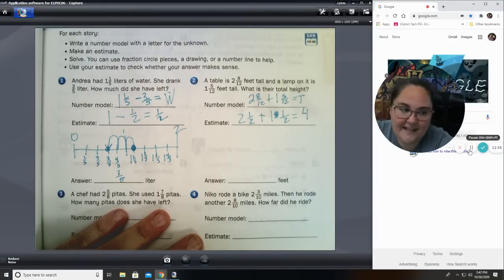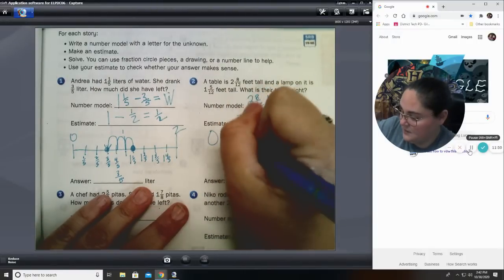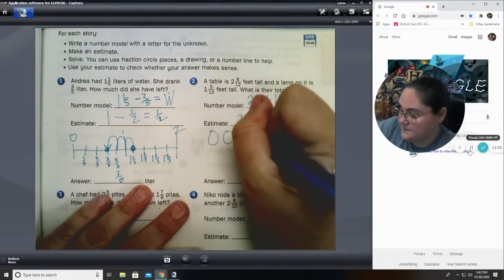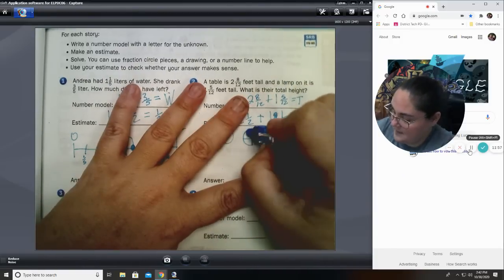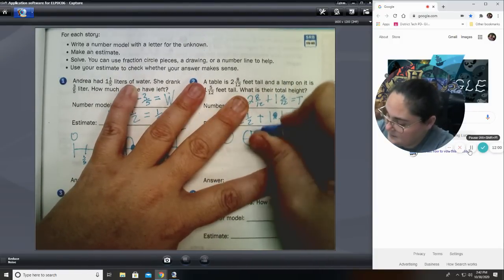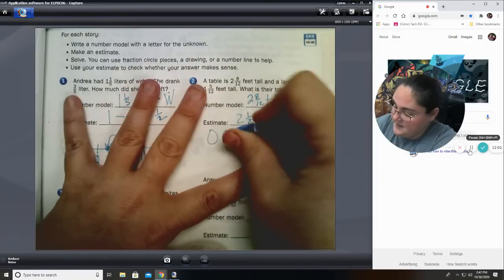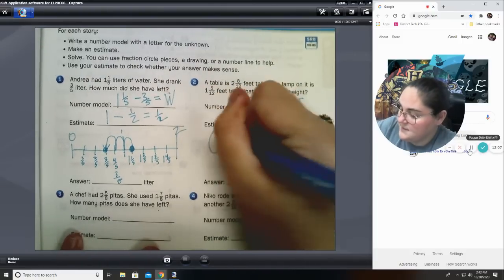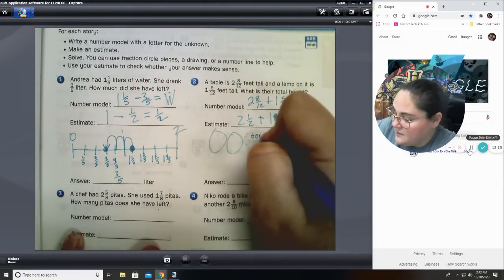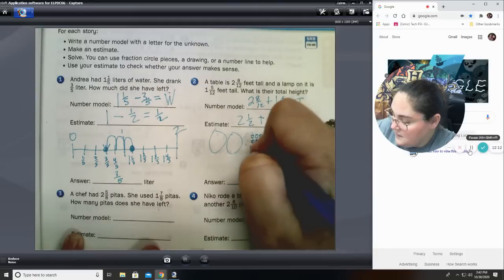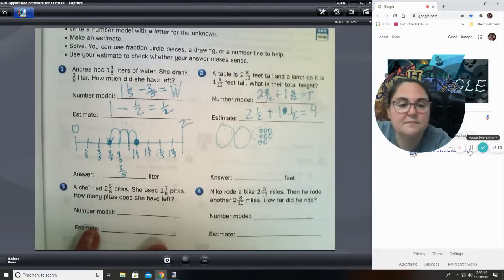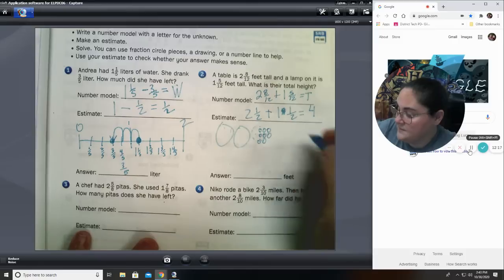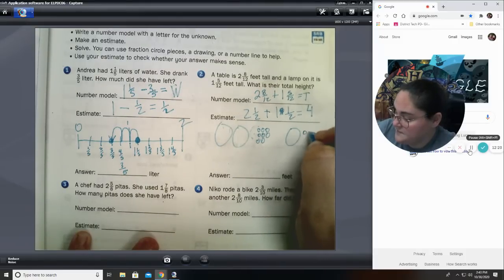Now, I did the number line last time, so I'm going to do a picture this time. 2 8/12. So I'm going to draw, this is how I draw my 2 8/12. Hang on, I'm going to make it a little, those have to be bigger. 2 wholes and 8/12. I just draw little circles because that helps me out. Plus 1 5/12.